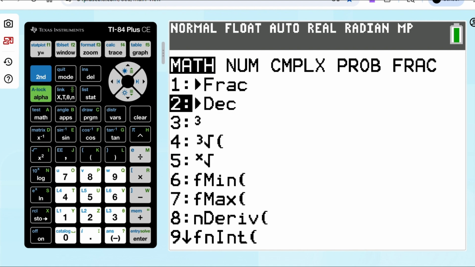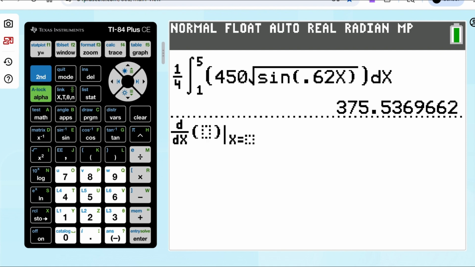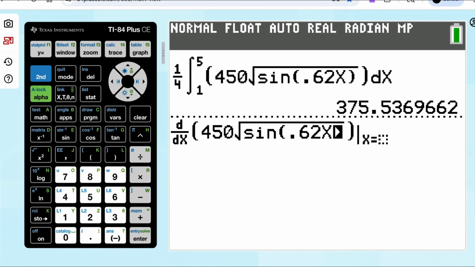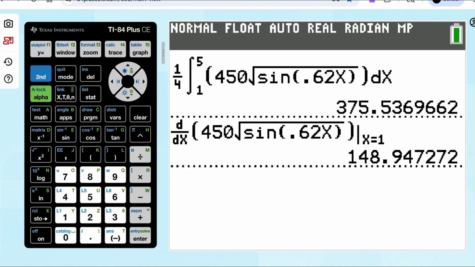So we'll do math, option number 8 this time. We're going to do a derivative with respect to x of 450 times the square root of the sine of 0.62x. And we want to evaluate this when x is equal to 1. And that gives us a positive 148.947.